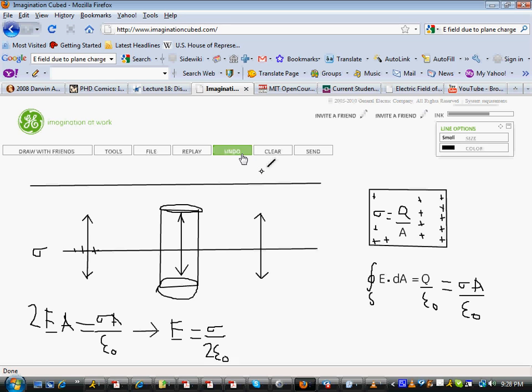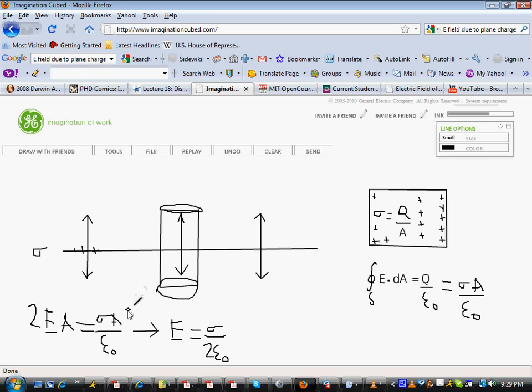So in this case, I chose a cylinder, and like I said, the E field is only going up and down, so I don't have to worry about any E field going through the sides of the cylinder, just through the top and the bottom. And so I have an E field going up here, and an E field going down here, and so my flux is going to be 2 times E times A, where A is the area of this end.